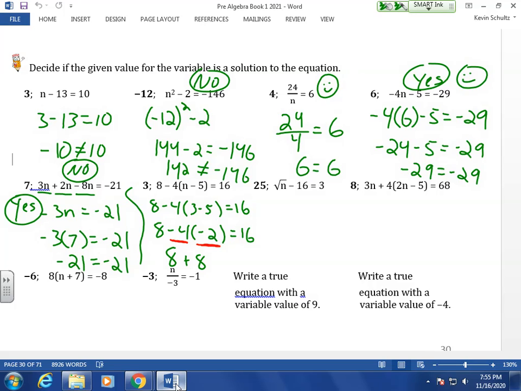So in our next step, our equation is going to look like this. And that positive 8 comes from that negative 4 times a negative 2. That's positive 8, and 8 plus 8 is 16. So yes, this one works. Be very careful with those signs.